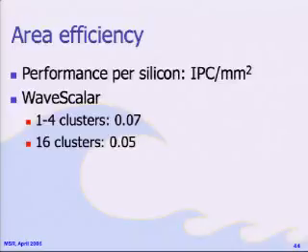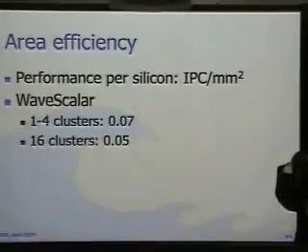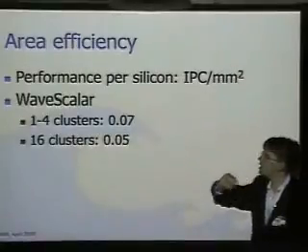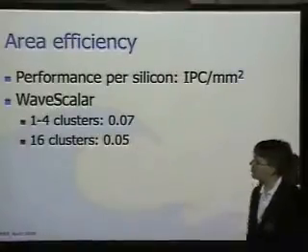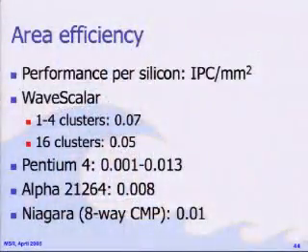The second thing that we can look at is what I'll call the area efficiency of WaveScalar. This is just the performance per silicon area. For WaveScalar, the smaller clusters have an area efficiency of about 0.07. The larger designs have an area efficiency of 0.05. We can compare those numbers to the other processors that people have built. For instance, the Pentium 4 has an area efficiency of between 0.001 and 0.013, depending on the application. The Alpha 21264 has an area efficiency of 0.008, so about an order of magnitude more efficient than they are.